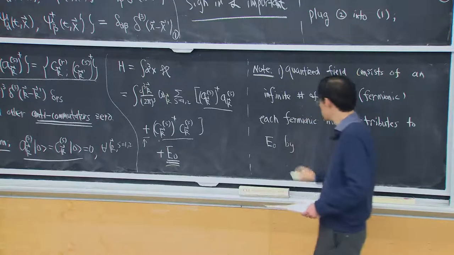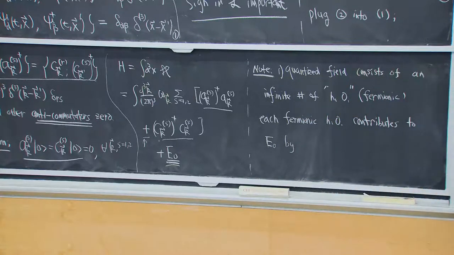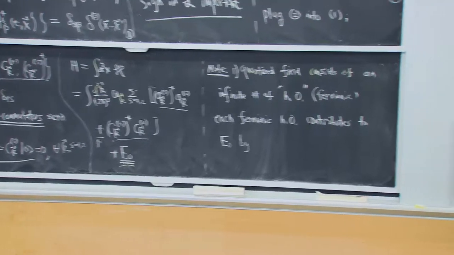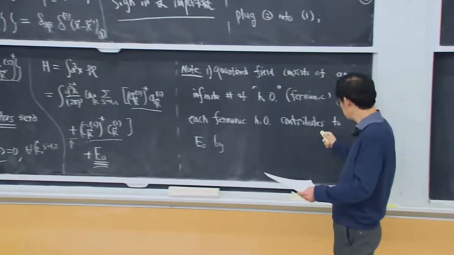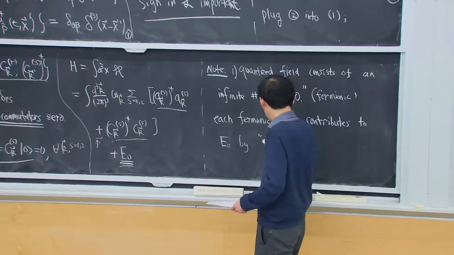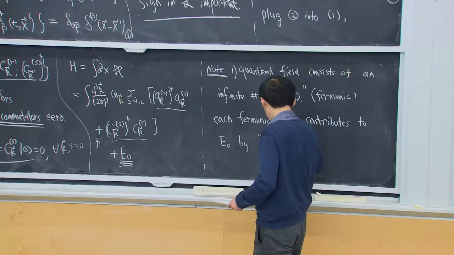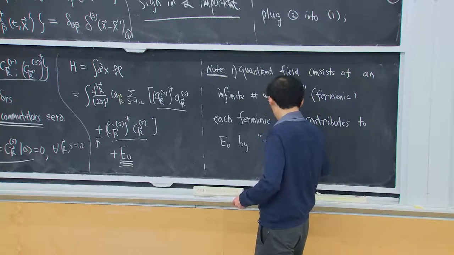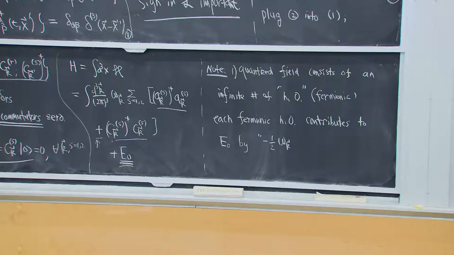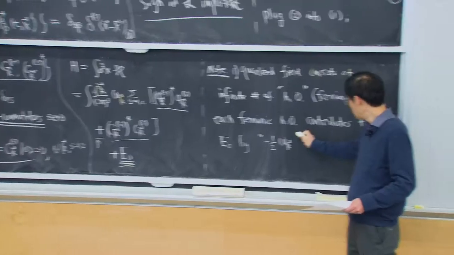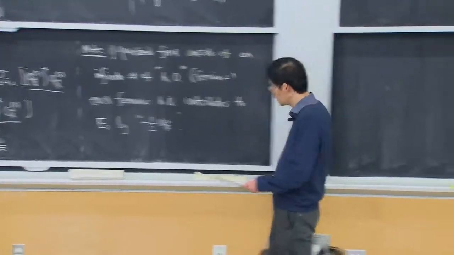Remember previously, for the scalar case, each oscillator contributes 1/2 ω_k. Now in this case, they contribute minus 1/2 ω_k. It's actually the opposite sign to the standard harmonic oscillator. In the standard harmonic oscillator, it's 1/2 ω, and here it is minus 1/2 ω.